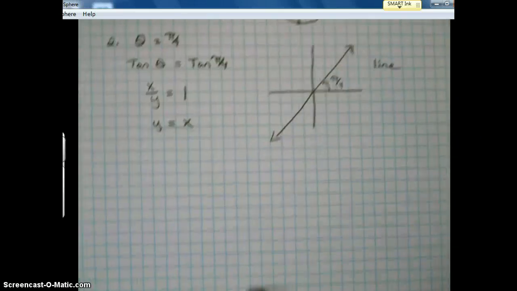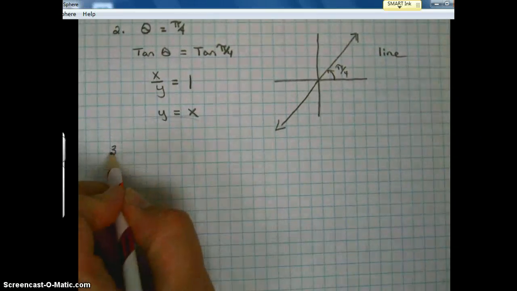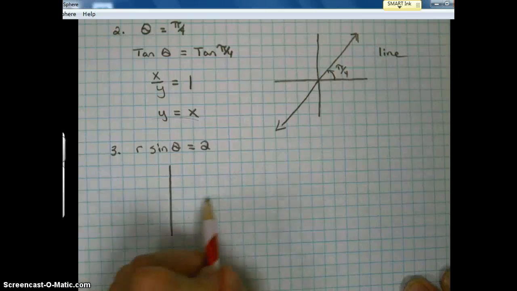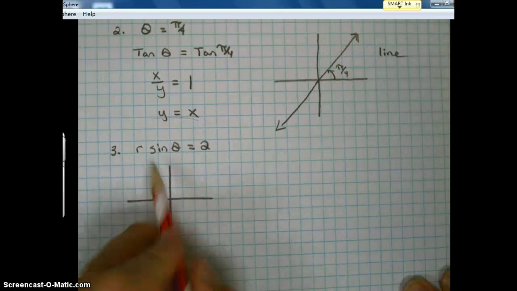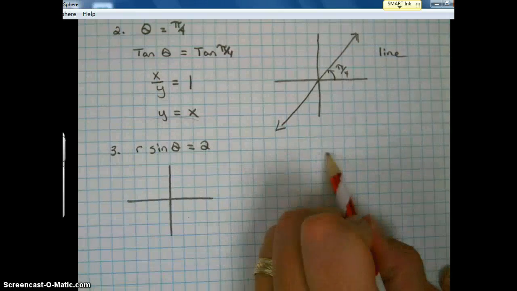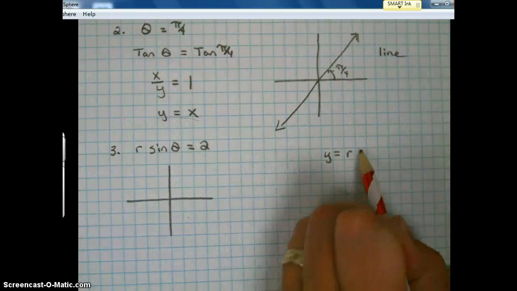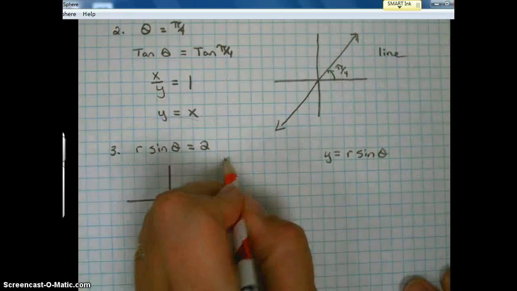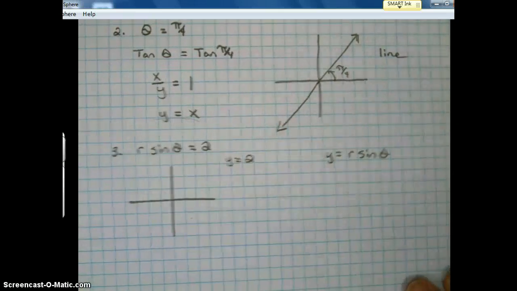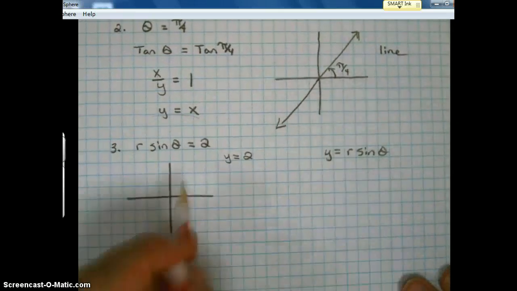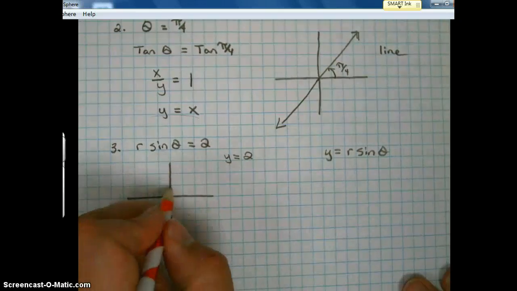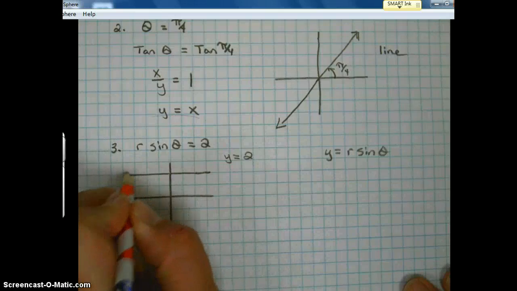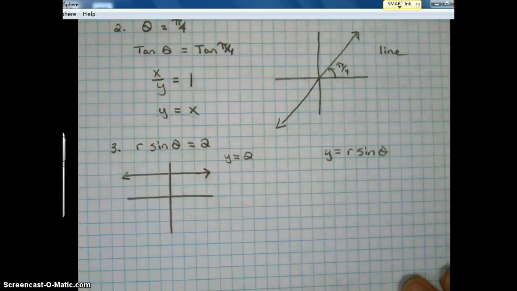All right, let's look at another example. Number 3. r times the sine of theta equals 2. Now recall that y equals r times the sine of theta. So we could rewrite this as y equals 2. Going to y equals 2, so 1, 2, and drawing our line at y equals 2. And there's your graph.